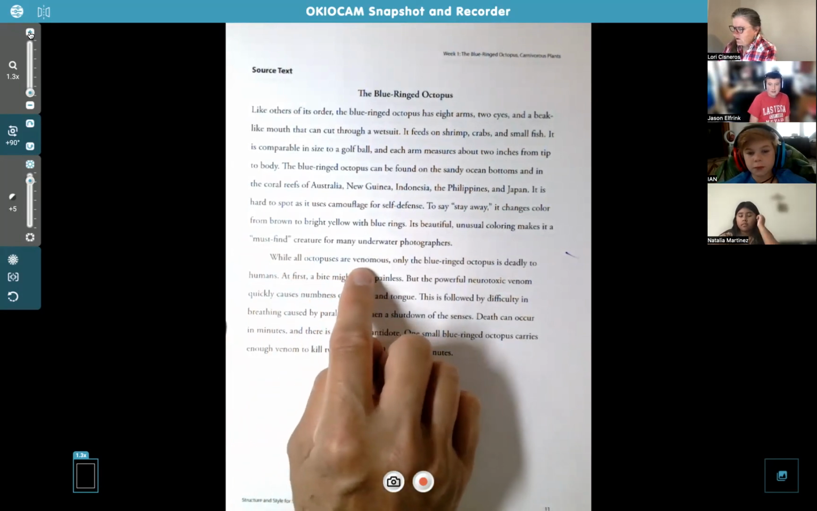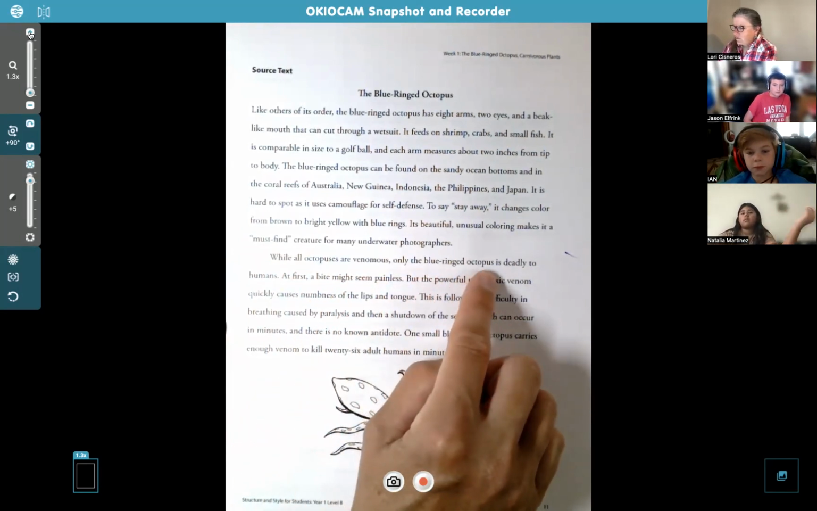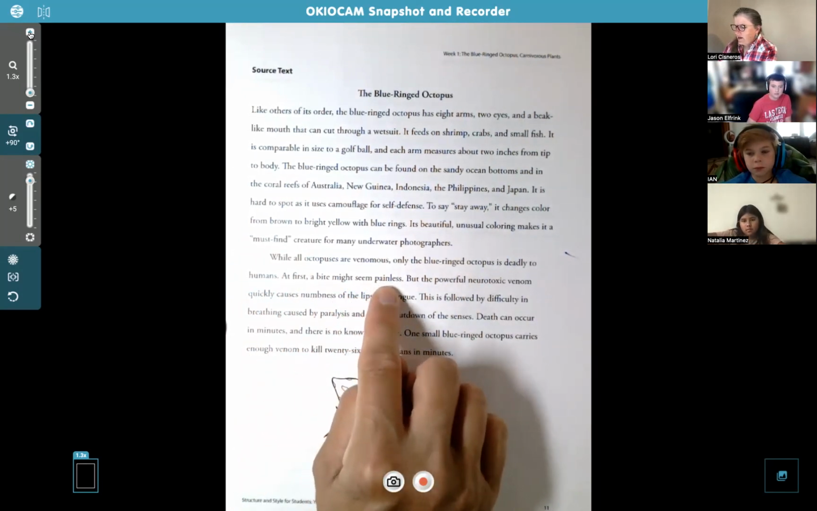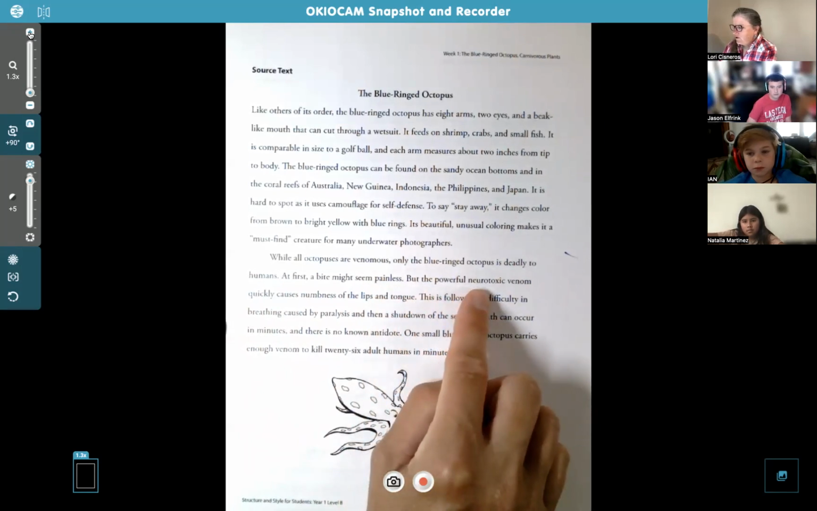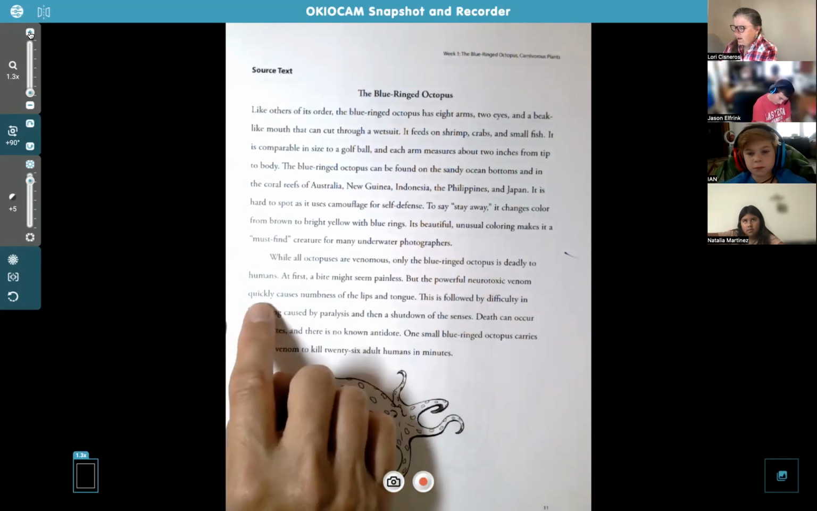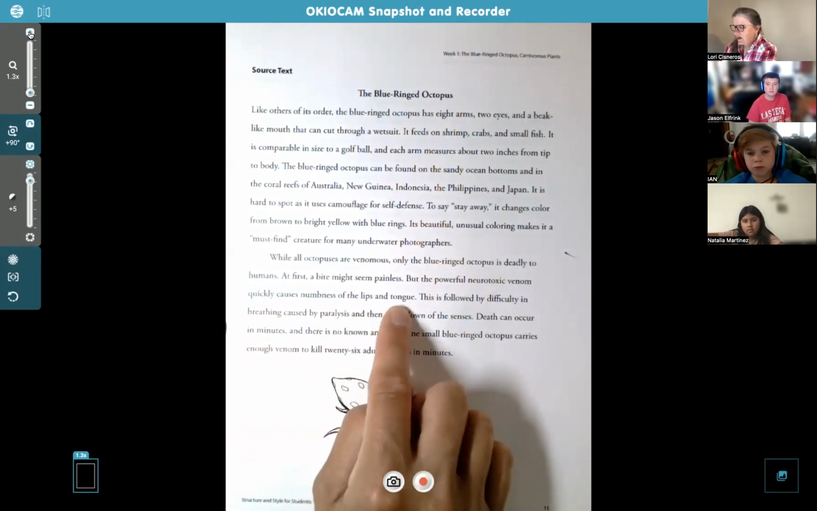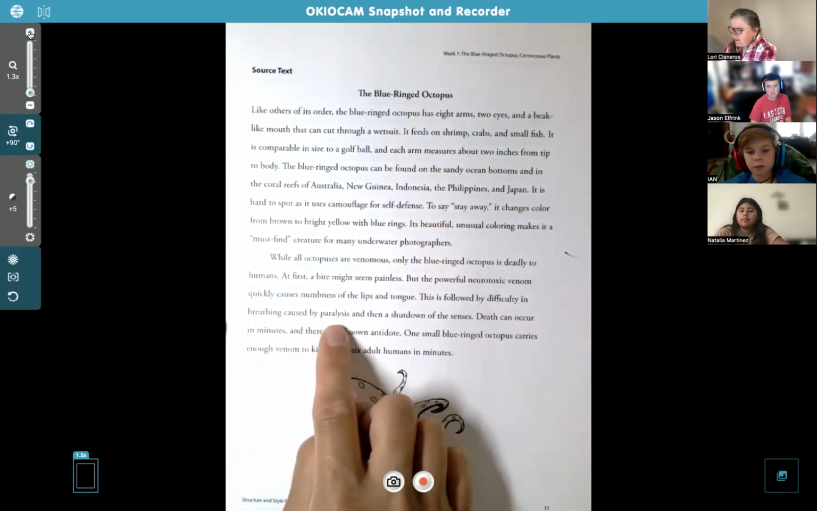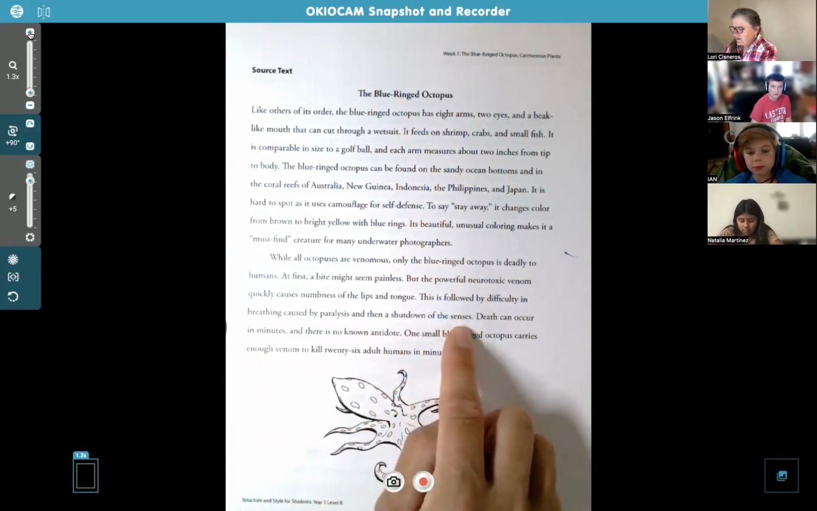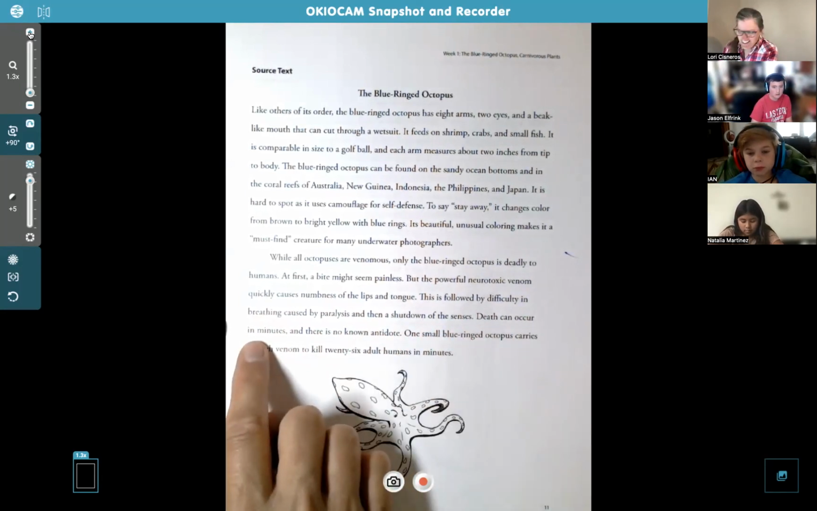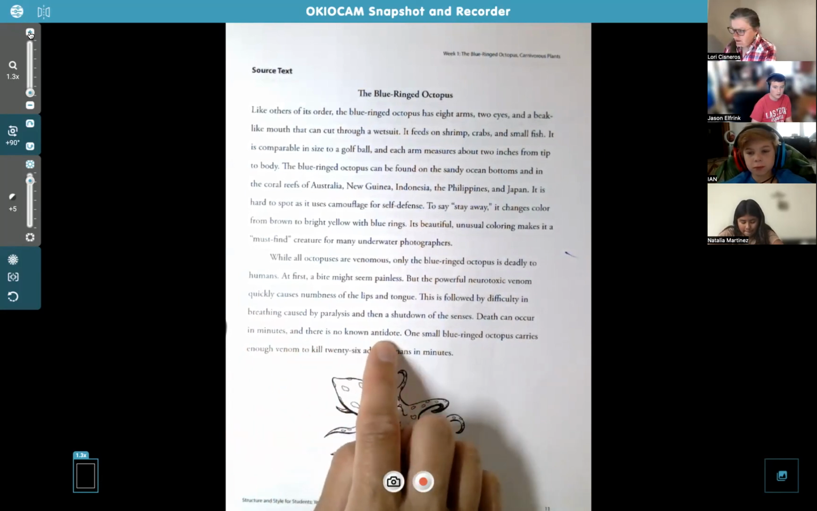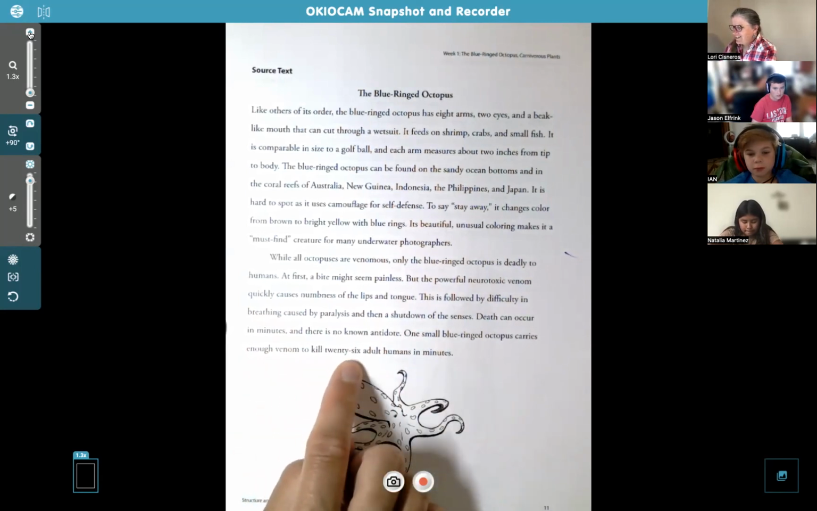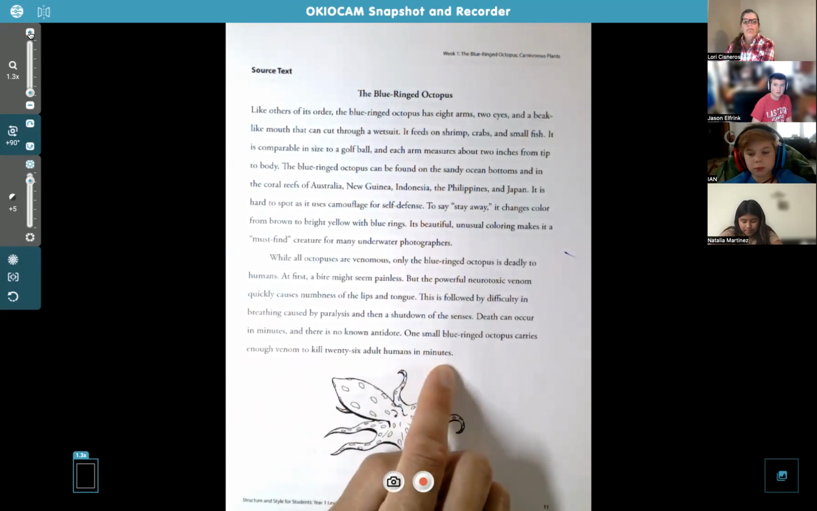While all octopuses are venomous, only the blue-ringed octopus is deadly to humans. At first, a bite might seem painless, but the powerful neurotoxic venom quickly causes numbness of the lips and tongue. This is followed by difficulty in breathing caused by paralysis, and then a shutdown of the senses. Death can occur in minutes, and there is no known antidote. One small blue-ringed octopus carries enough venom to kill 26 adult humans in minutes.